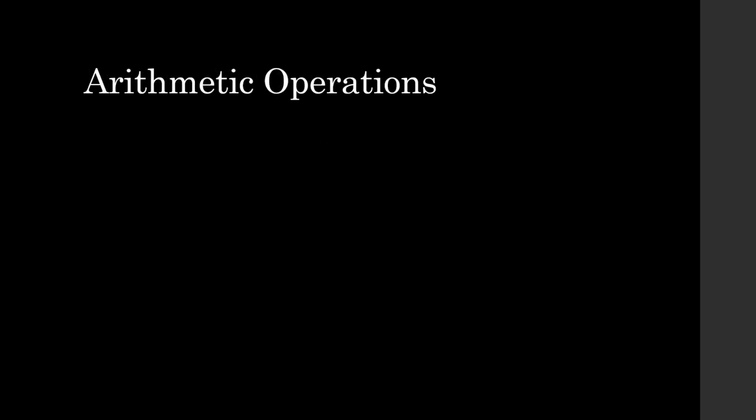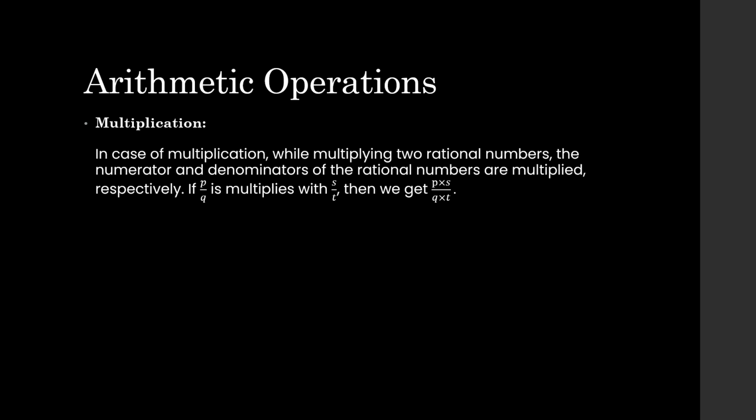Let us discuss another arithmetic operation, that is multiplication and division. In the case of multiplication, when we multiply two rational numbers, we multiply the numerators and denominators of both rational numbers respectively. If p upon q is multiplied with s upon t, we get p into s upon q into t. The numerators of the first and second fractions are multiplied, divided by the product of the denominators of the first and second fractions.